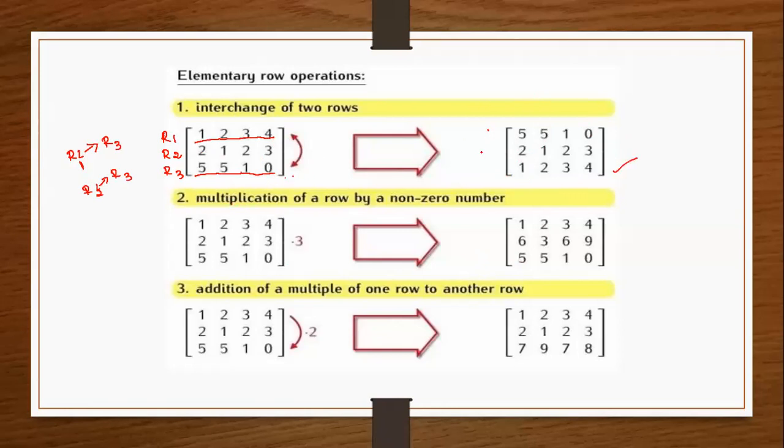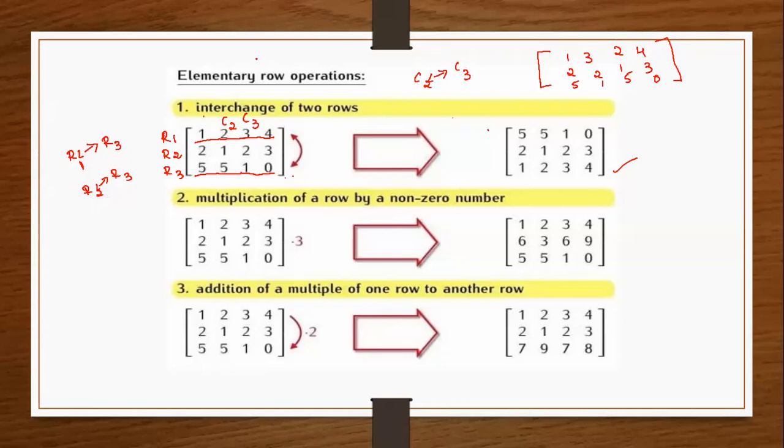Similarly, you can do this for columns as well. So interchanging of two columns. If I want to interchange, say, C2 and C3, then what will be my resultant matrix? It will be 1, 2, 5, 3, 2, 1, 2, 1, 5, 4, 3, 0. So this will be the resultant matrix. I am interchanging C2 with C3. Got it? How to interchange the rows and columns? So this is the first elementary operation.